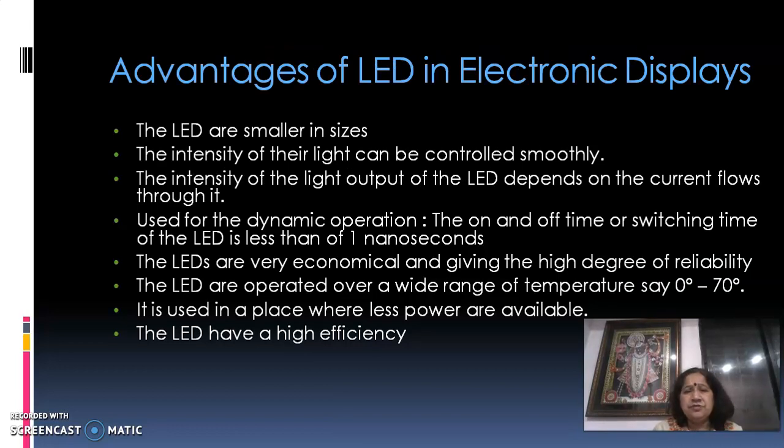These are a few advantages of LED. LEDs have many advantages. They are small in size, light in weight, and available in different colors, and the intensity of light can be controlled smoothly. They have a very fast switching time, in nanoseconds. They are very economical, of low cost. They have a high degree of reliability. They can be operated over a wide range of temperature, and they consume very little power. LEDs also have very high efficiency. So these are a few advantages.